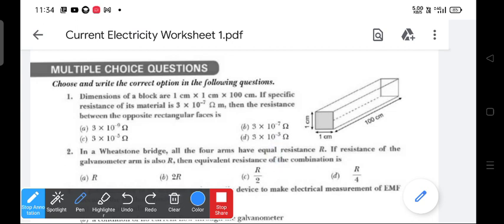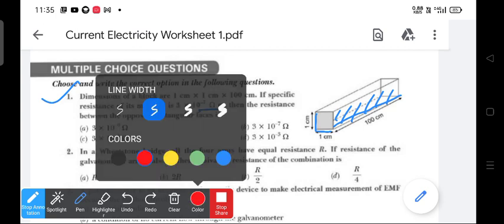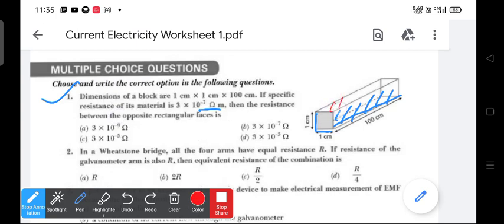Question number 1 says that the dimensions of a block are 1 centimeter into 1 centimeter into 100 centimeter. If the specific resistance of its material is 3 into 10 raised to the power 7 ohm, then the resistance between the opposite rectangular faces will be. Opposite rectangular face means these are the dimensions 1 centimeter by 1 centimeter by 100 centimeter. So this face and the opposite face, which I am going to draw with a red pen, this one. What would be the specific resistance?